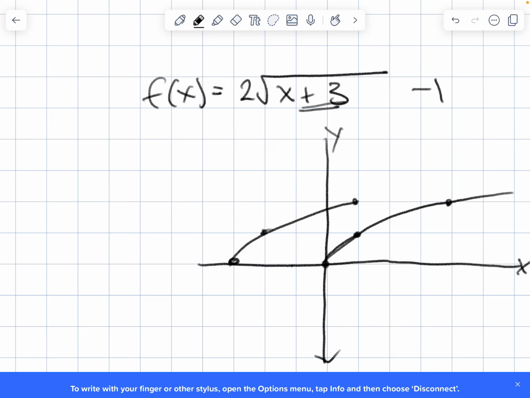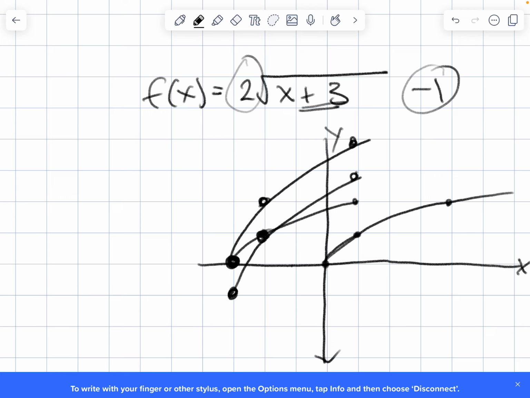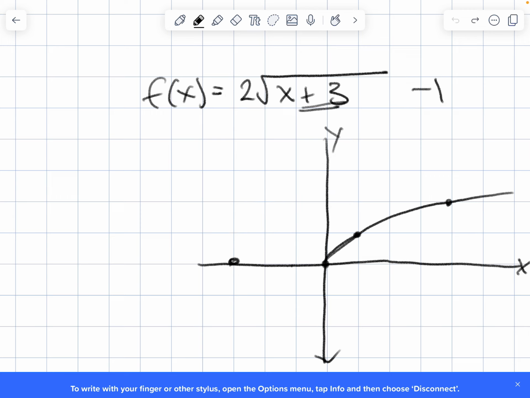Then after that, that 2 amplifies everything by a factor of 2. So now at this point, 0 times 2 is still 0, but 1 times 2 goes up to 2, and 2 times 2 goes up to 4. So now we have this function, and then finally the minus 1 brings all those points down 1. So now we have that point, and we have this point, and we have this point, and so now this goes through like that.